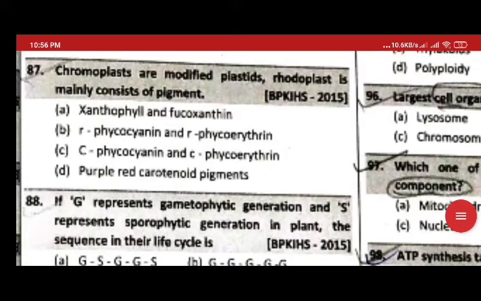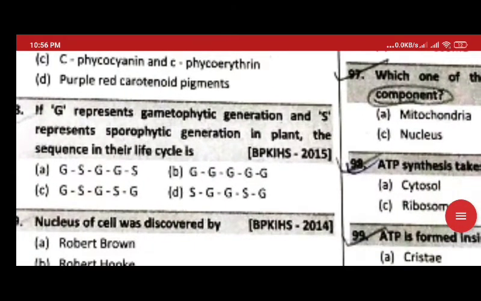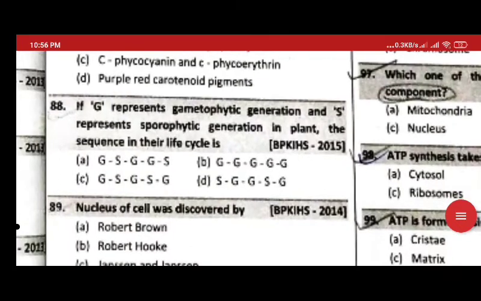Now 87, chromoplasts are modified plastids. Rhodoplast mainly consists of pigment. So rhodoplast is for R, and that is contained in B option. So B option is right. Now if G represents gametophytic generation and S sporophytic generation in plants, the sequence of life cycle: so here the sequence should be, S will be in between G. So here S is between G. So C option is right, because here yes and here yes, between G and G.